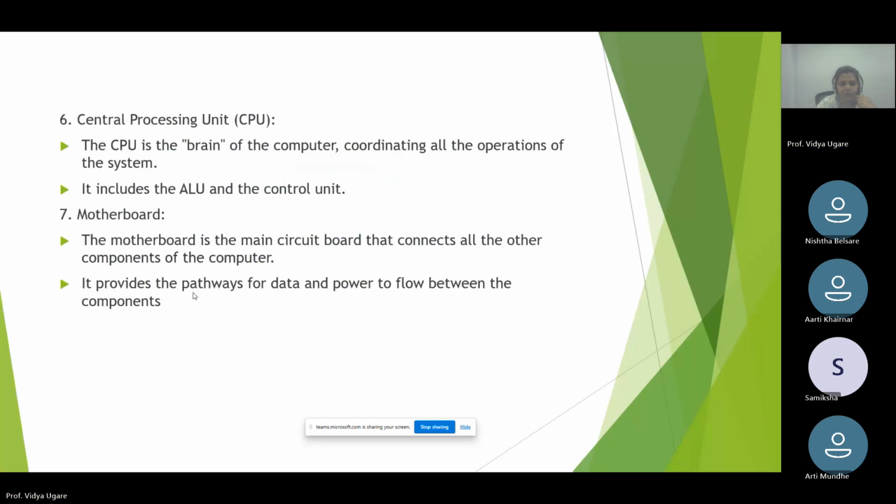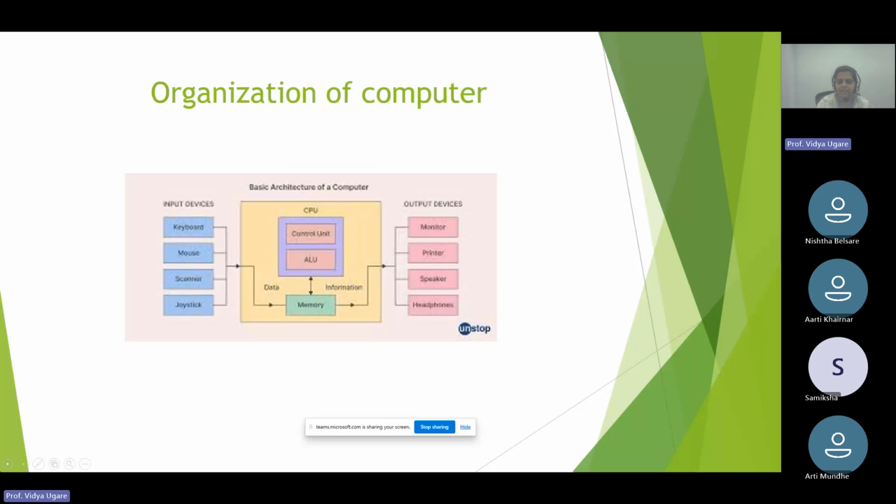Now you can see the same diagram with some examples. Input unit, that is input devices: keyboard, mouse, scanner, joystick. A joystick is a device which is used most of the time to play games. So that device is called a joystick. These are some examples for the input unit.